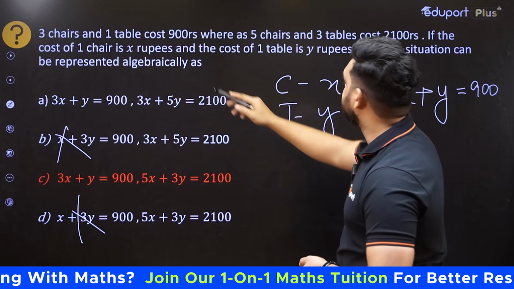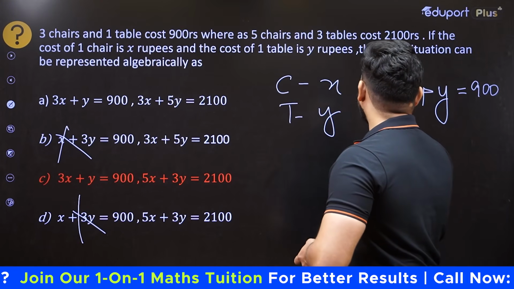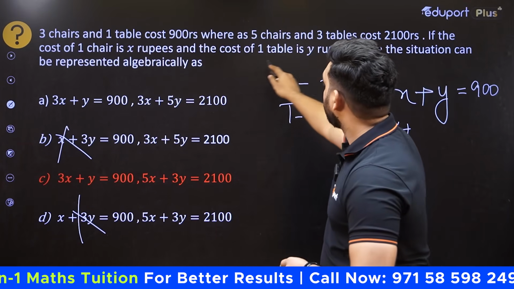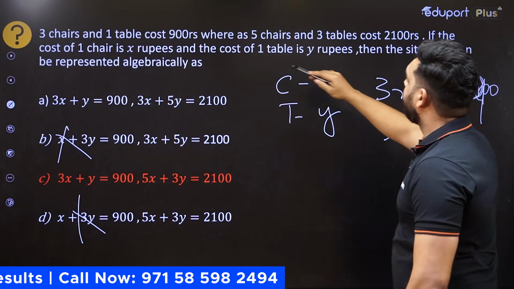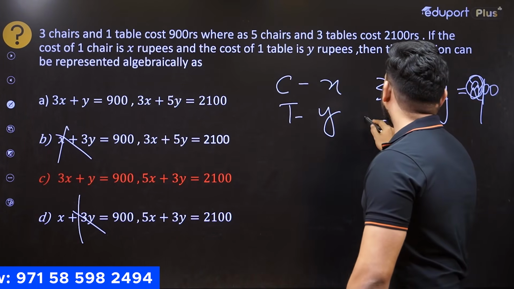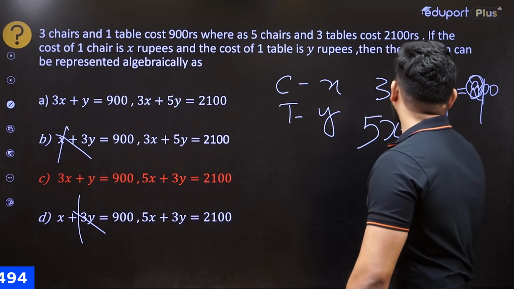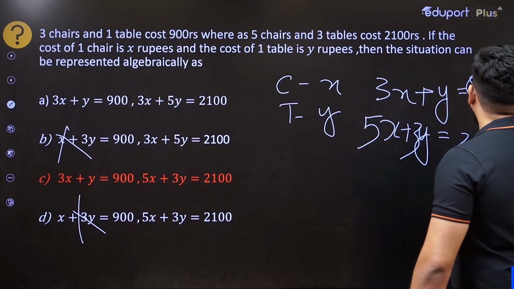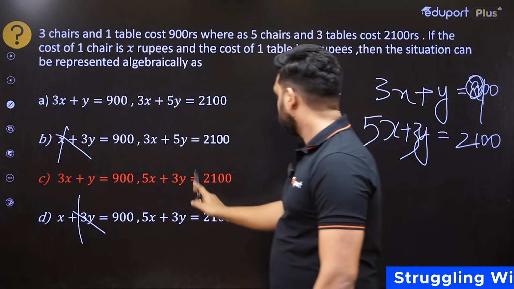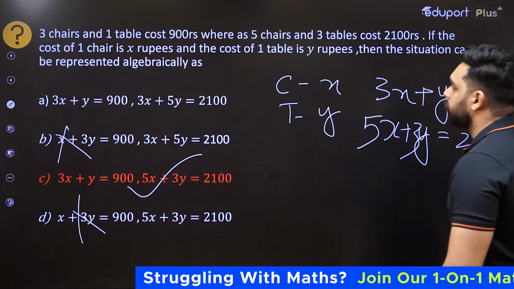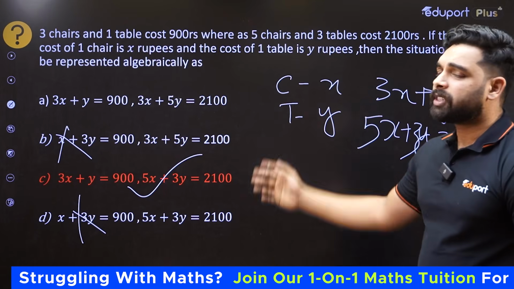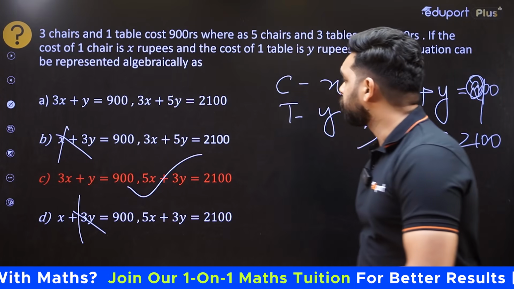1 chair plus 1 table, that is x plus y. Whereas 5 chairs and 3 tables, okay, 5x plus 3y cost 2100. Okay, 5x plus 3y, yes, the third one. Just substitute x and y, so you will get the values.